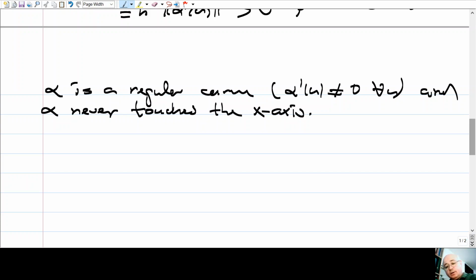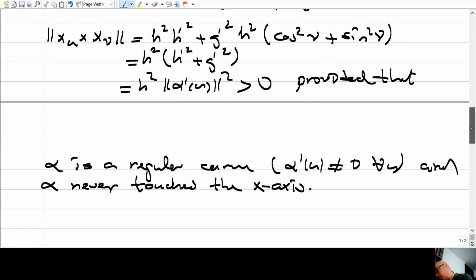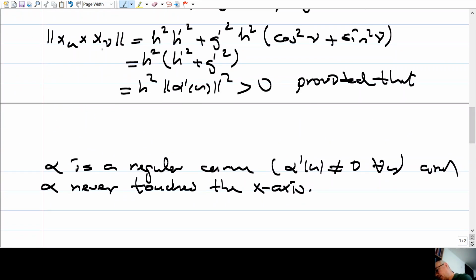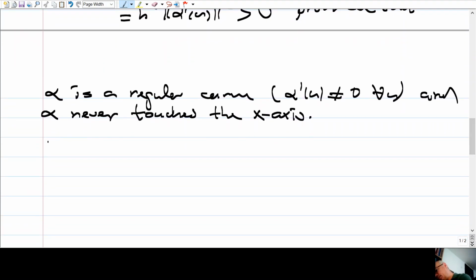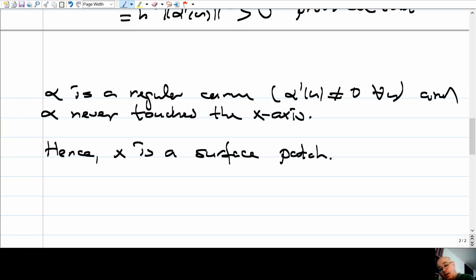Okay. Let me finish what I was saying here. This is never zero, hence X is a surface patch. Okay. Let me tell you also the general case.